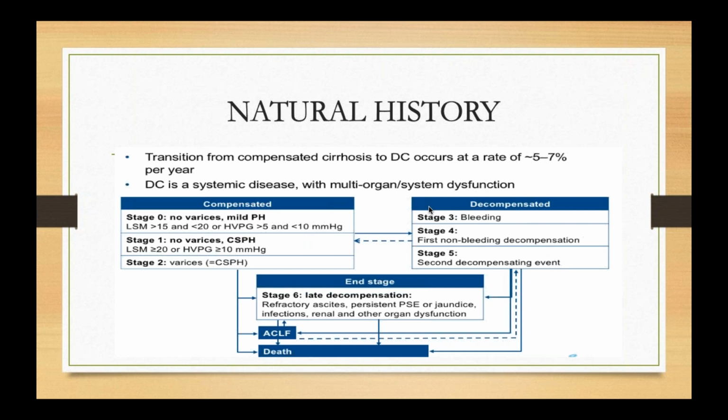In between, the patient can have an acute injury, and that patient can land straight away from stage 0 to stage 6. That is known as acute on chronic liver failure. It has a very high mortality and can lead to death. For example, the patient has alcoholic cirrhosis, continues to take alcohol, develops alcoholic hepatitis, and although he was a stage 0 patient, lands straight away into stage 6 ACLF.